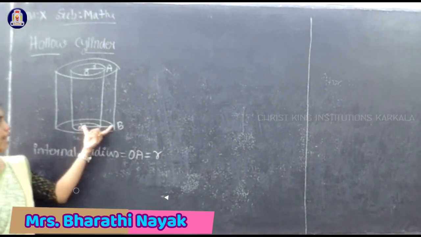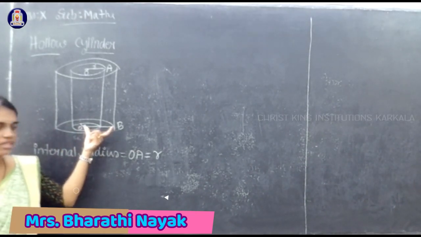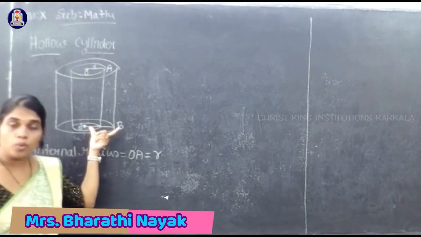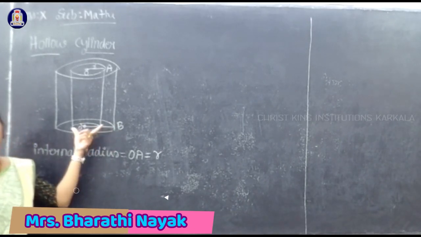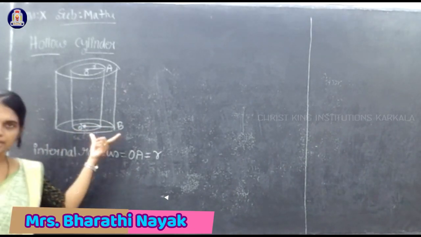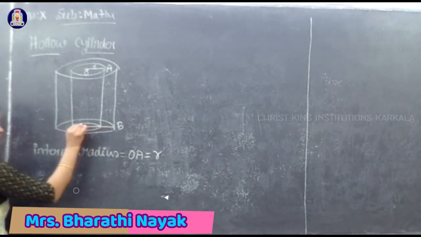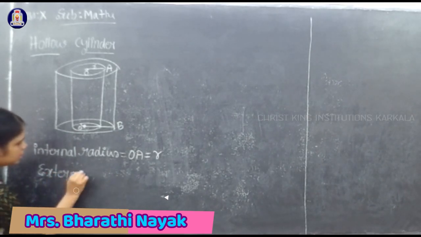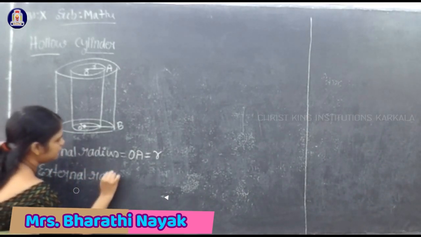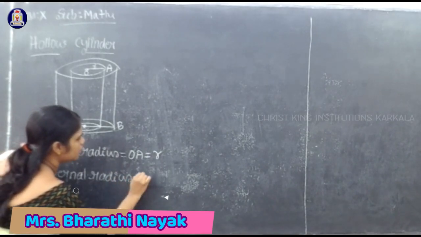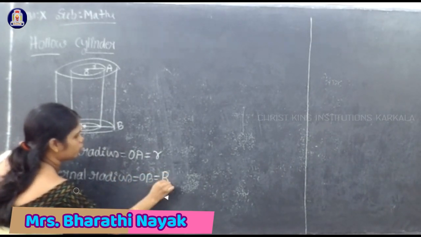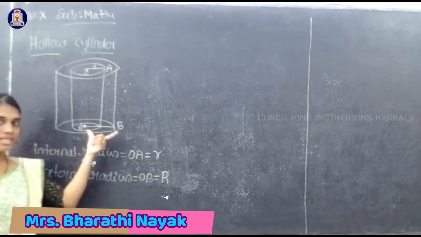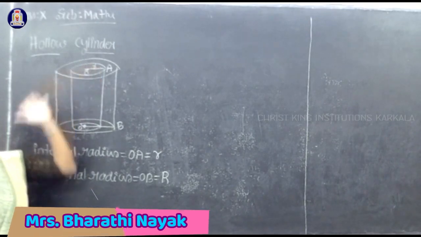So this O dash B is the bigger radius, isn't it? This is larger than OA, isn't it? So what is this? O dash B is known as external radius. I will represent this external radius by capital letter R. So you can observe here that the external radius is larger than the internal radius.